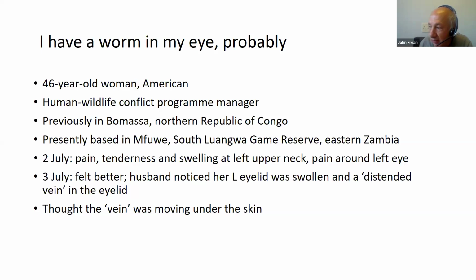She'd previously been in a place called Bamasa in the Northern Republic of Congo. At this time, she was at Mfui in the South Luangwa Game Reserve in eastern Zambia, which we know well from another case of a different disease. But she felt some pain and tenderness at her left upper neck area and pain around the left eye.